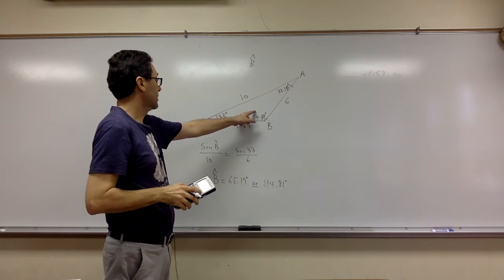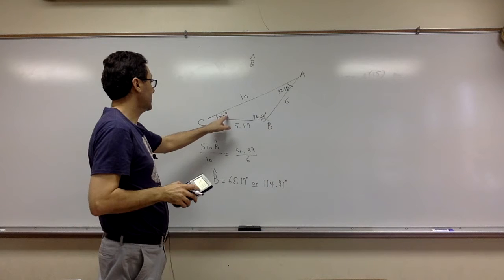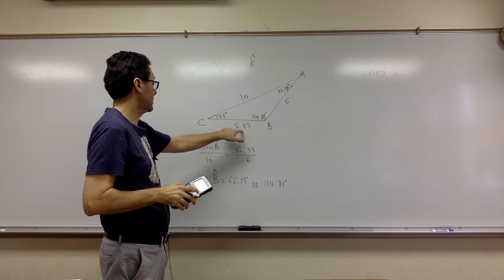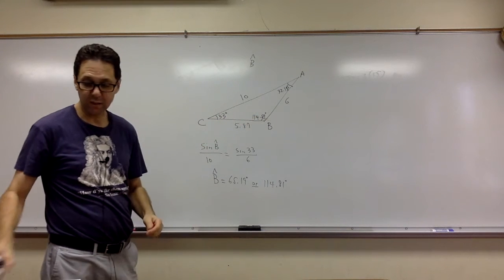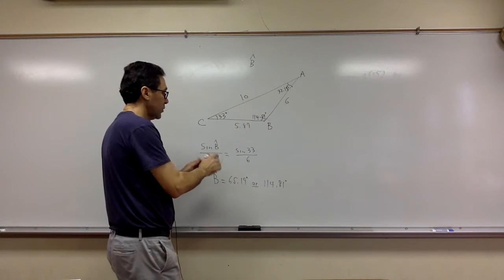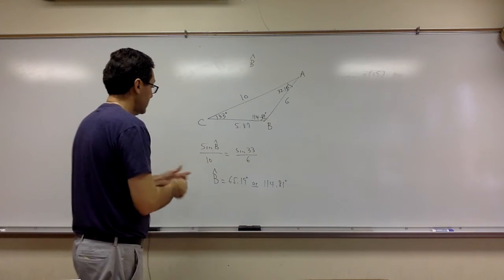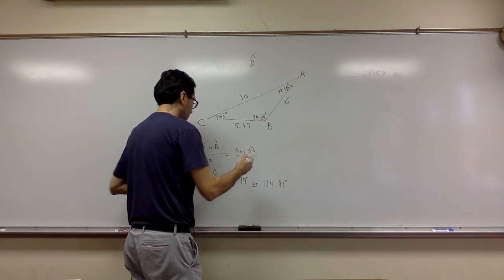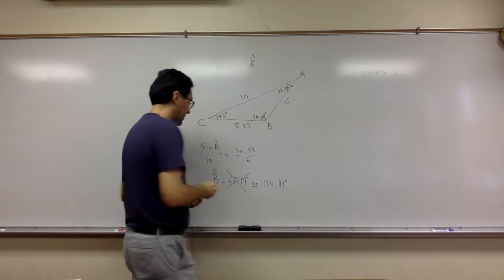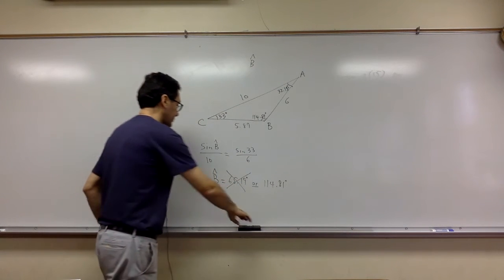So you have the biggest angle. It has the 10 across from it. The next angle has the 6, which is bigger than 5.87. So this triangle makes sense. So just be careful with law of sines. When you're doing it, either one of these two can be a possibility. So in this case, 65 is out.